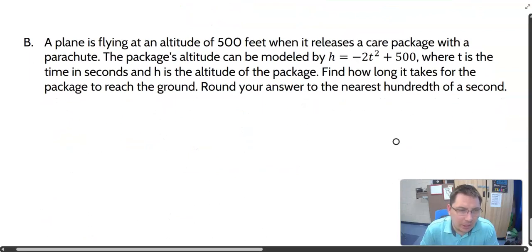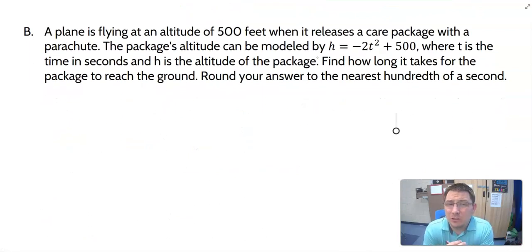So in example B, we have a plane flying at an altitude of 500 feet when it releases a care package with a parachute. The package's altitude can be modeled by h is equal to negative 2t squared plus 500, where t is the time in seconds and h is the altitude of the package. Find how long it takes for the package to reach the ground. Round your answer to the nearest hundredth of a second. And so we see that our form is a little different here because we're not just a falling object, we've got a parachute, so that's slowing down our descent. And so we'll still do the same steps to solve this equation.